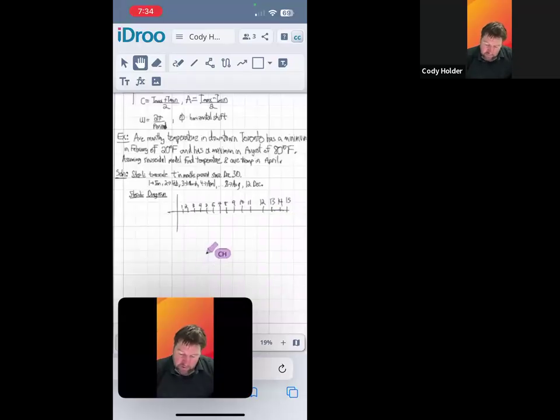The minimum happens at month 2, right? So the minimum's down here. The minimum value is 20. Okay. Then it has a maximum value at August, 8, and the maximum value is 80 at 8. Then it'll come down to 12, and then at 14, it'll repeat itself again. It'll be back down at its minimum value again. So you see that the period is 12.